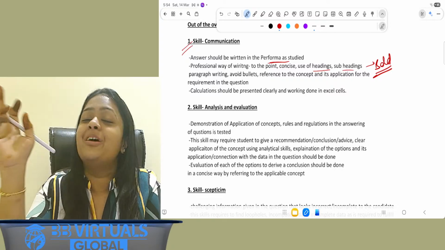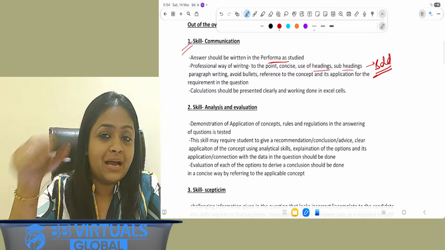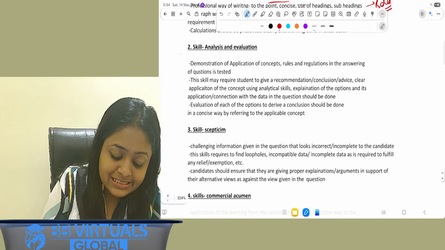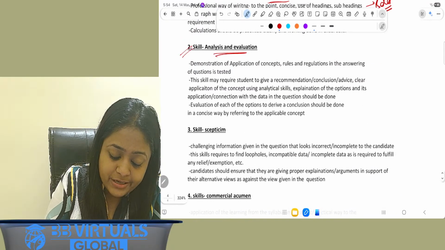Other points we will take up when we do the lectures and the practice sessions. Now, then second skill is analysis and evaluation.